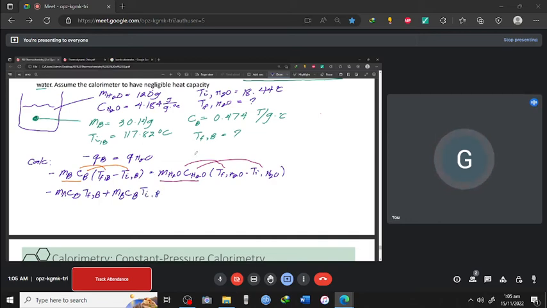Okay? So from there, ganun din gawin natin sa kabila. That will simply be MH2O CH2O TFH2O. Okay? So wala siyang negative sign dito. So that will be negative MH2O CH2O and then TIH2O, or the temperature initial of water.